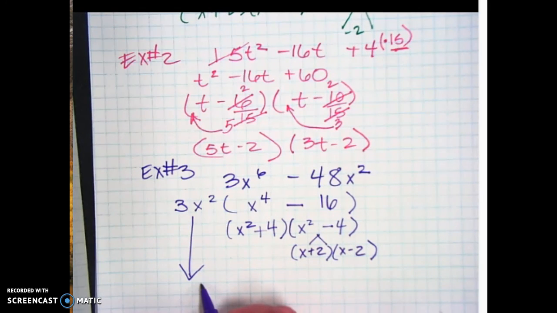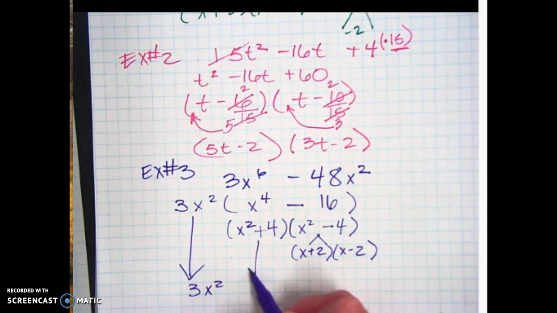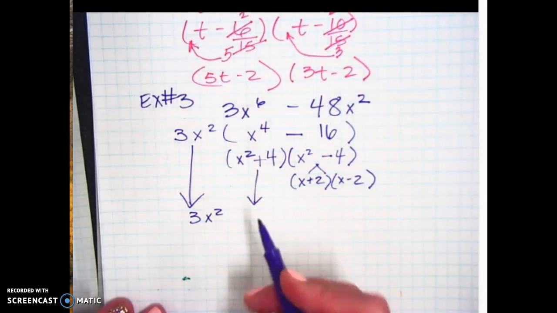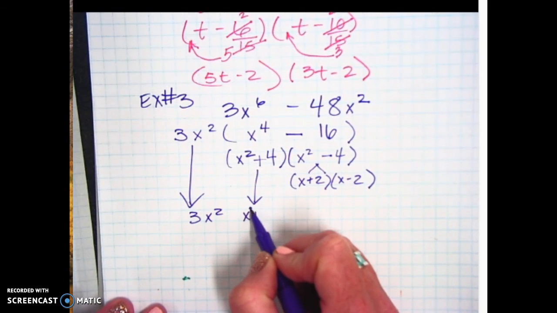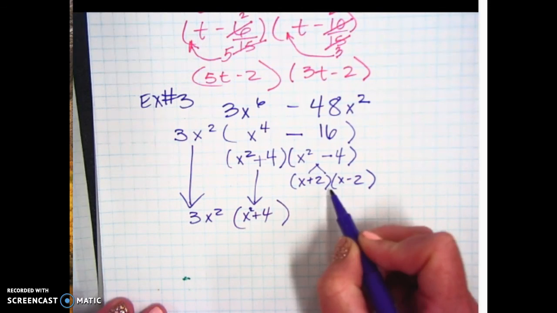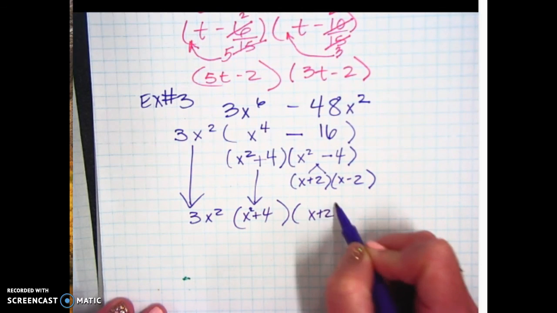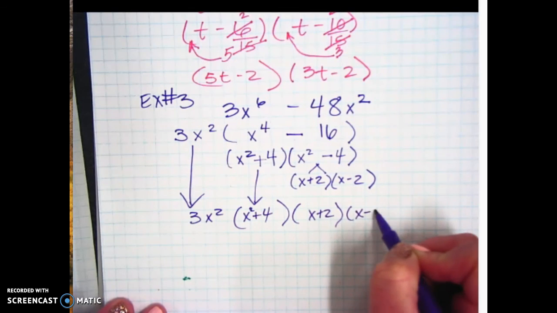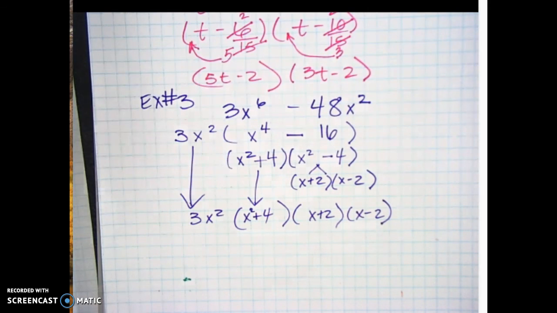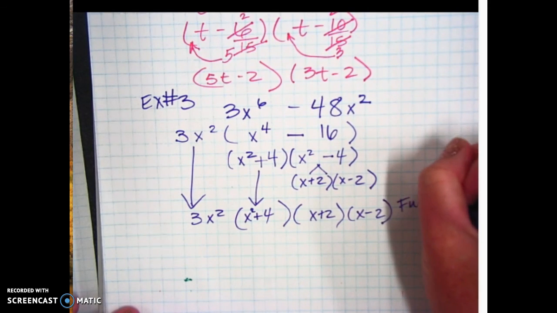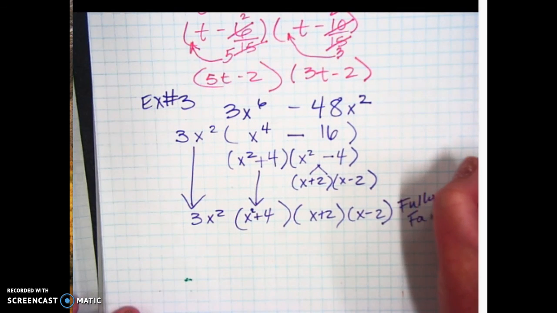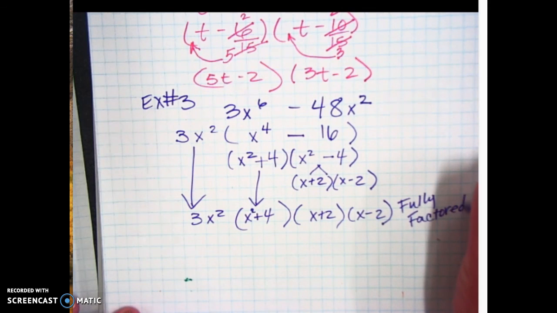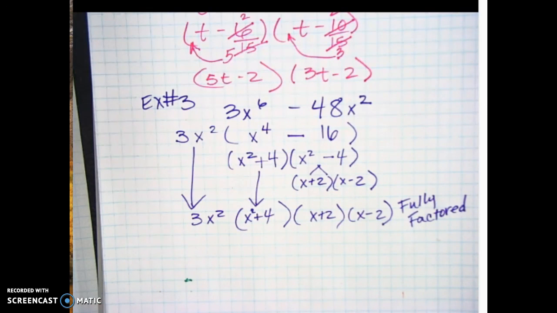Okay, so final answer, we have to bring down that 3x squared. Bring down that x squared plus 4. And then the x plus 2 and the x minus 2. And that's what we call fully factored. Every once in a while, you'll run into one that you need to factor one more time. All right.